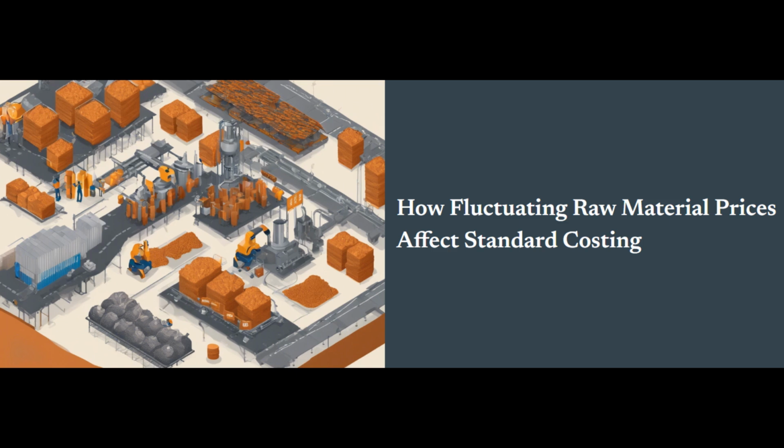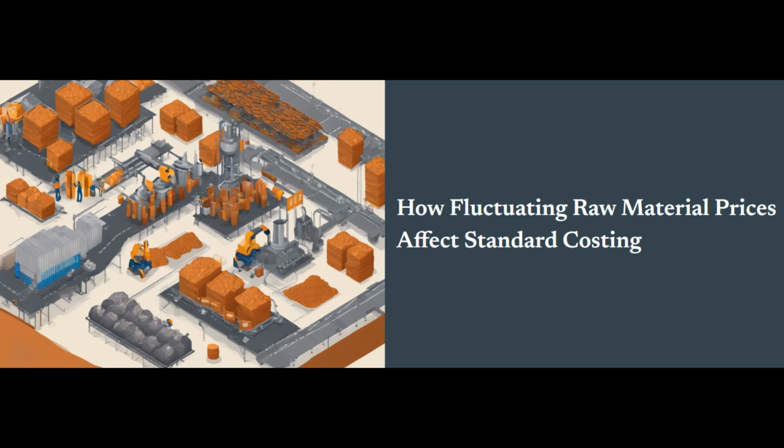Use hedging strategies. Another way to manage the risk of fluctuating raw material prices is through hedging. This involves using financial instruments such as futures contracts or options to lock in prices for future purchases. While hedging can provide some protection against price volatility, it also introduces additional complexity and risk that needs to be carefully managed.